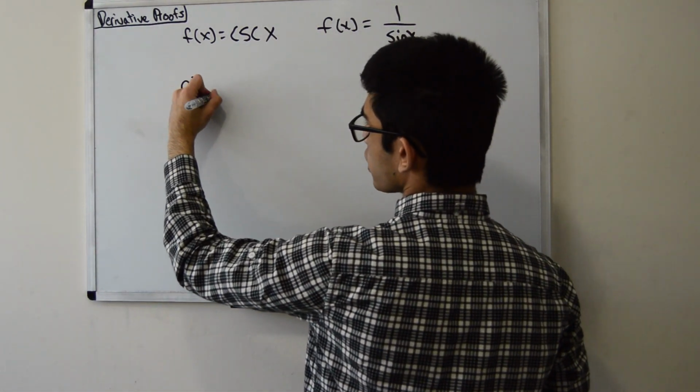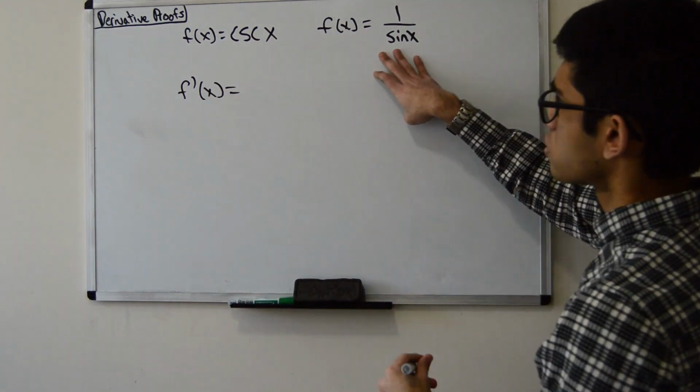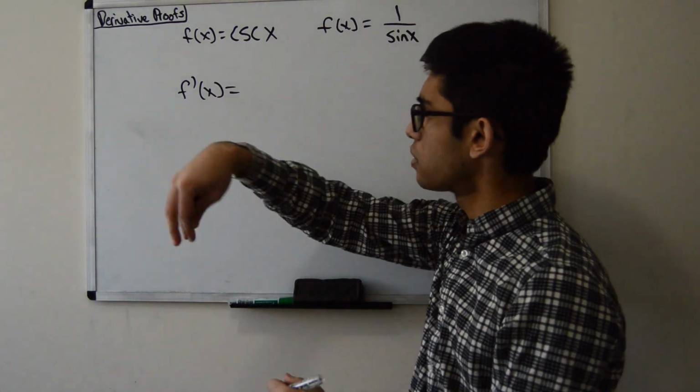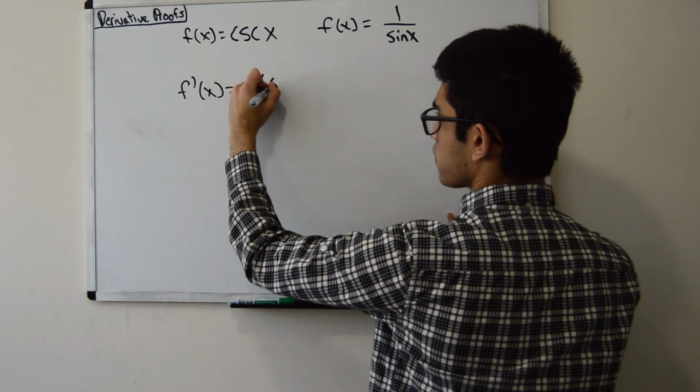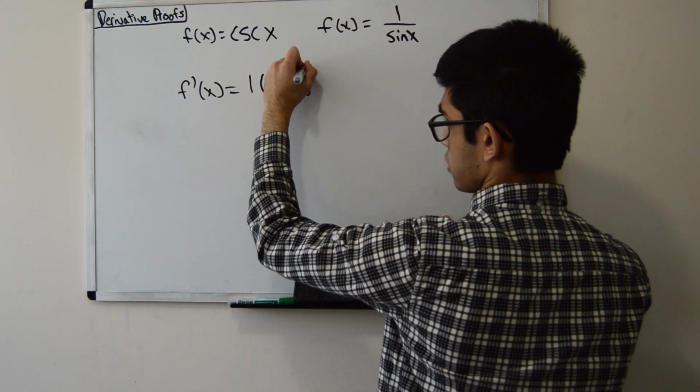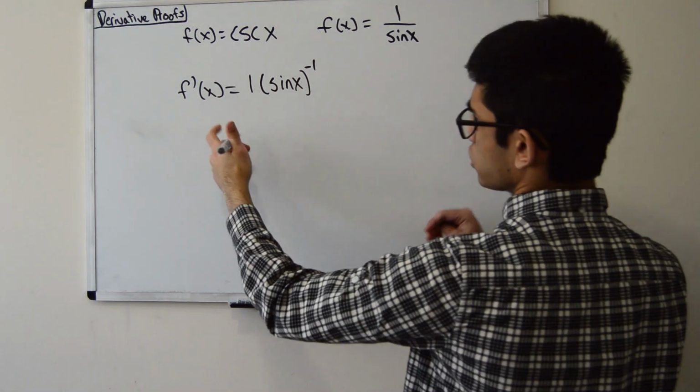So f prime of x, well, what I'm going to do is use the product rule instead of the quotient rule. I'm just going to bring the sine of x up. So 1, and I'm going to have sine of x here to the power of -1. I just brought it up. You'll know what I'm doing.